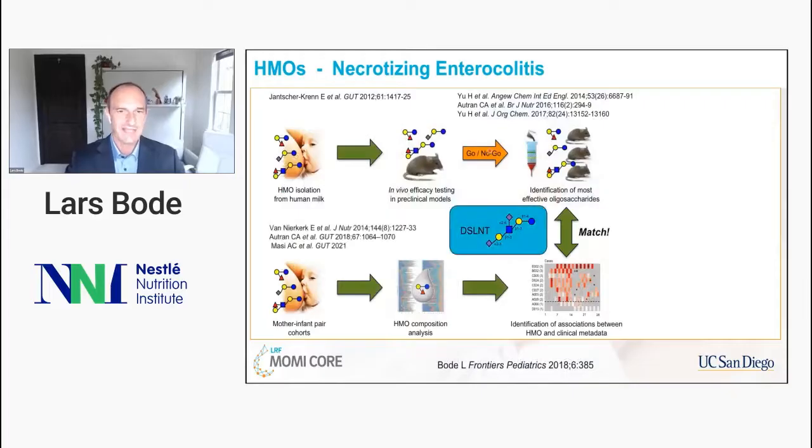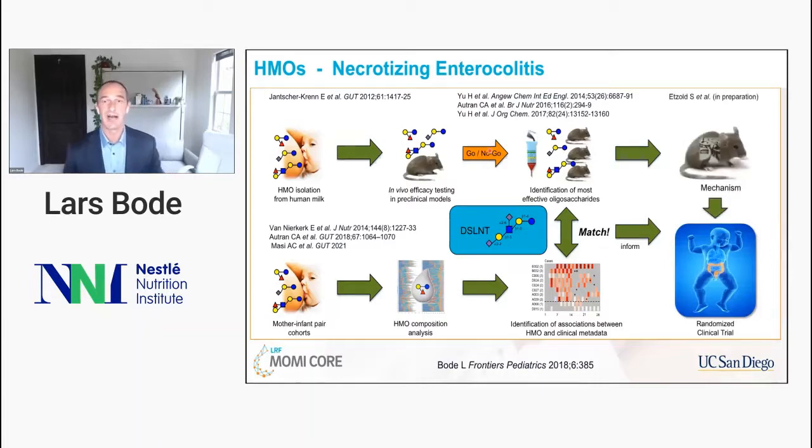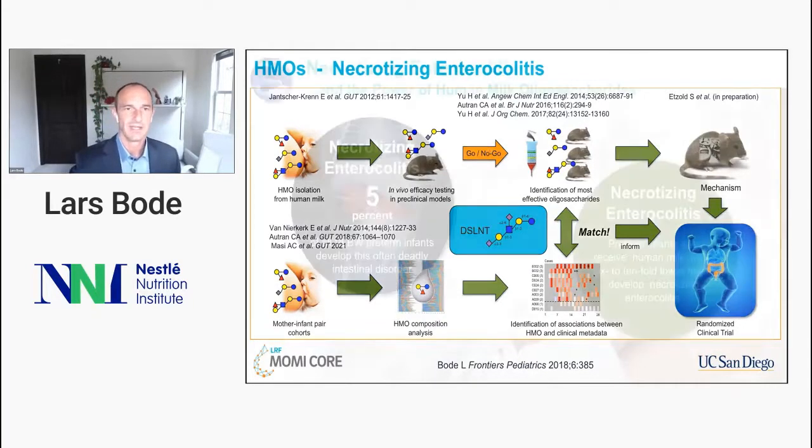So, filling in the blanks of this cartoon here, Dsnt not only was found to be protective in the animal model, it was also found to be associated with NEC risk: less Dsnt, less of the protection, meaning higher risk for NEC. So that now gives us greater confidence to move into clinical studies, and we're going to talk about that in the future talks as well, and also to study the mechanisms of how this actually works.